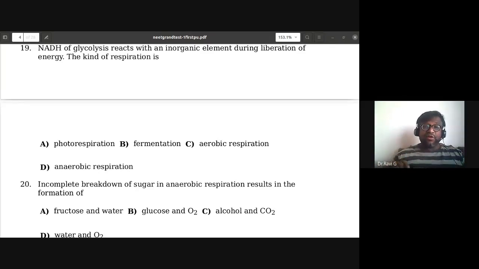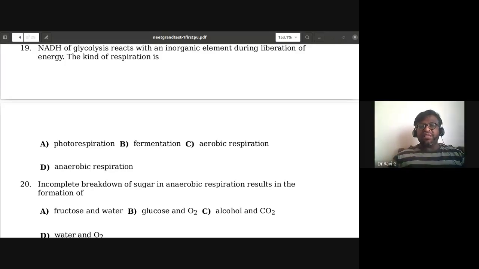Now, why is it aerobic respiration? Why not anaerobic? Only aerobic respiration undergoes this terminal oxidation, or oxidative phosphorylation, or you can also call it the electron transport chain. It takes place only in aerobic respiration. The Krebs cycle and the electron transport chain are absent in case of anaerobic respiration.